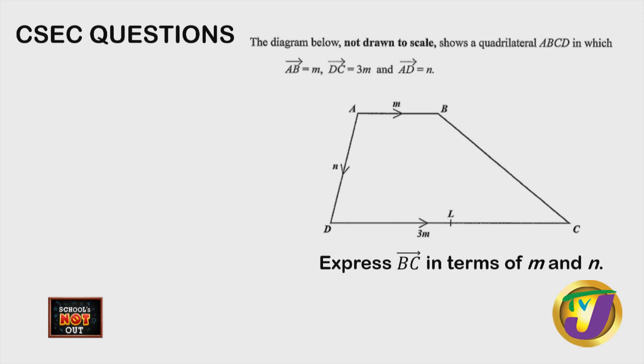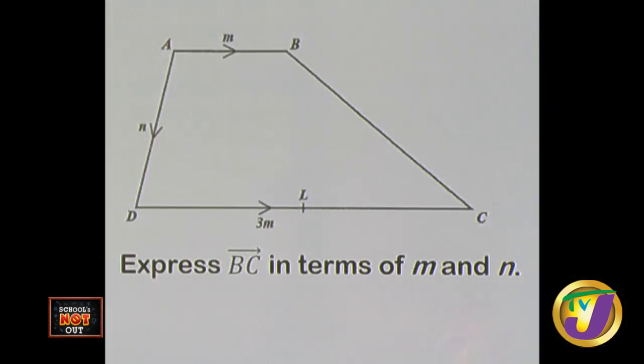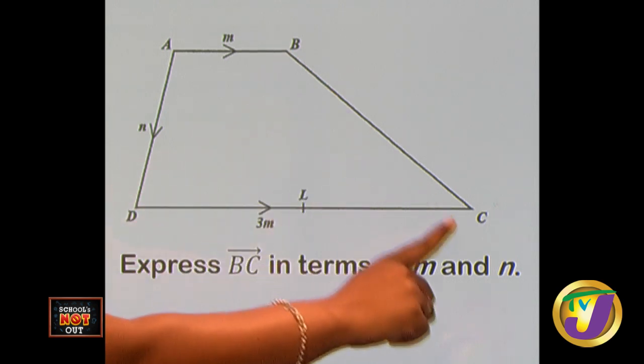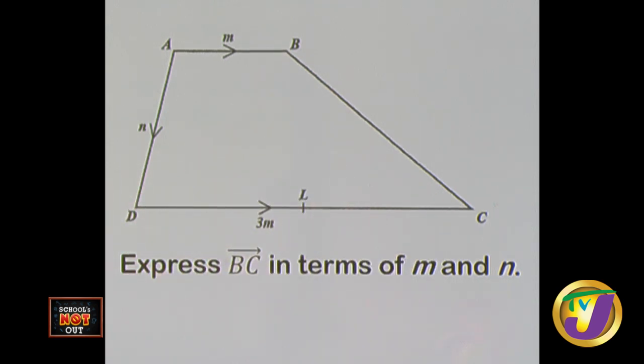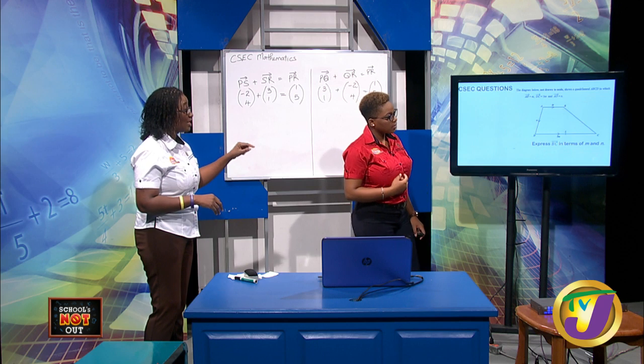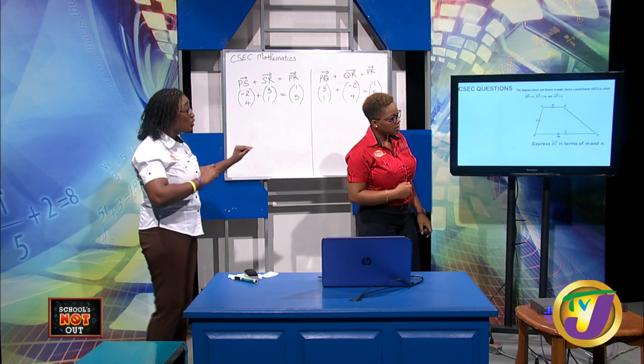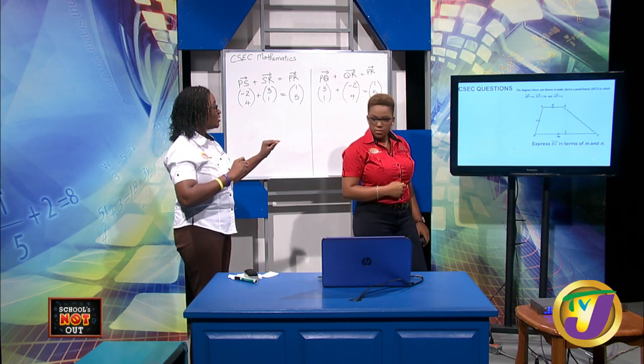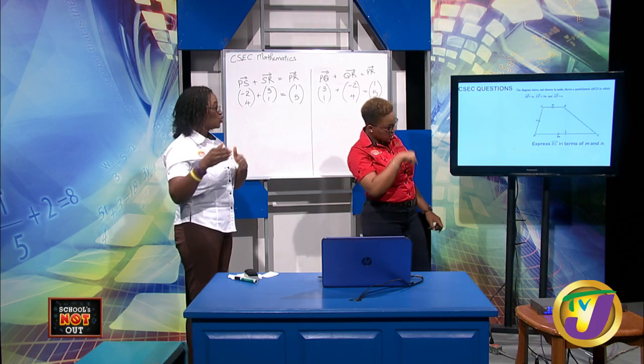So BC: start at B, end at C. Let's look at our diagram. Where is B? We have B here, and we have C here, but there is no direction on this line segment BC, so we can't traverse there directly. But we need to consider the direction. They asked us to express what? Vector BC, which tells us it's a movement from B to C.